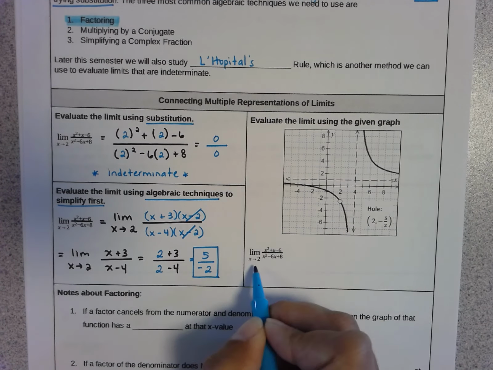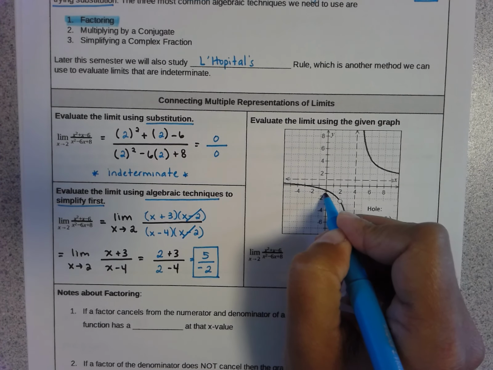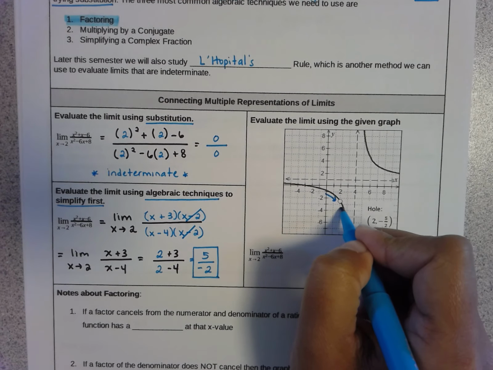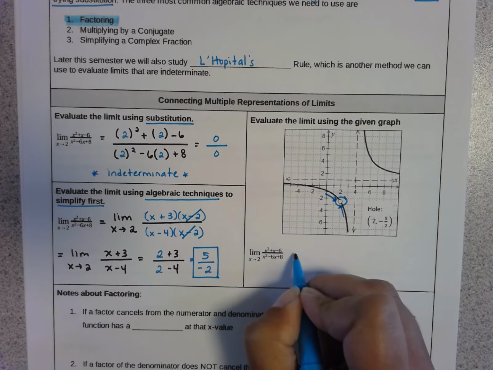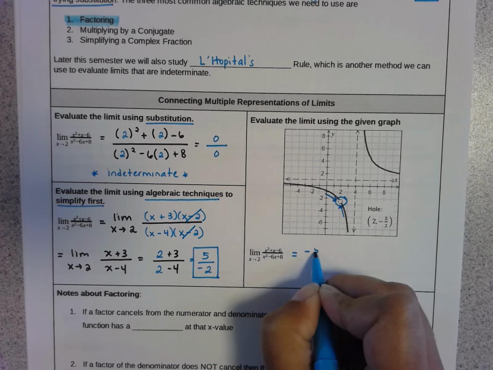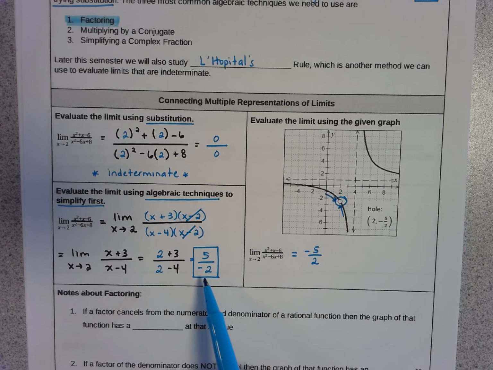If I were to evaluate this limit using the graph, because it's a two-sided limit, I would look at both sides as I approach 2. And both sides are approaching this hole, which means the limit value would be the y value, which is negative 5 over 2, which confirms what we got here, negative 5 over 2.